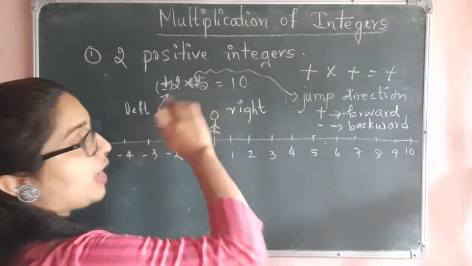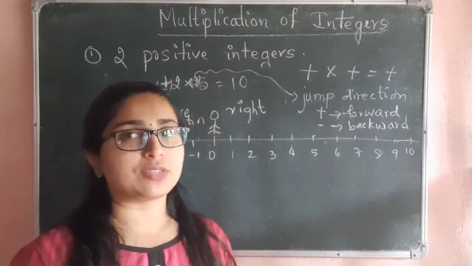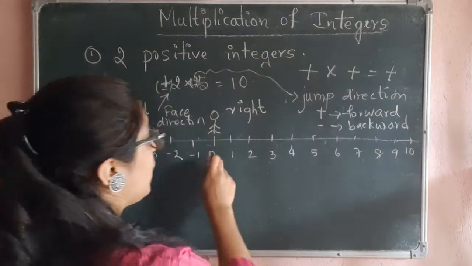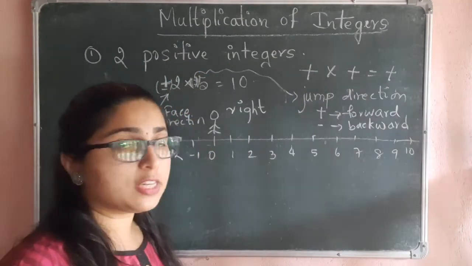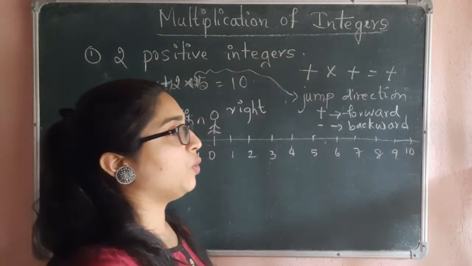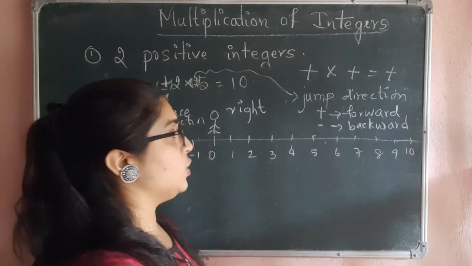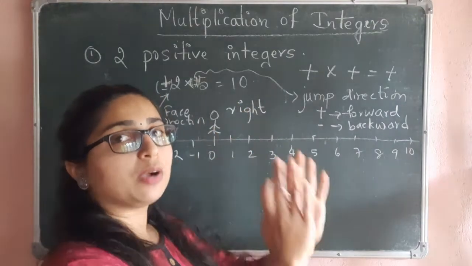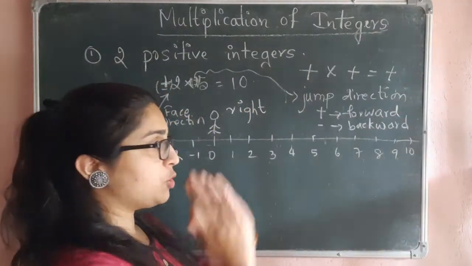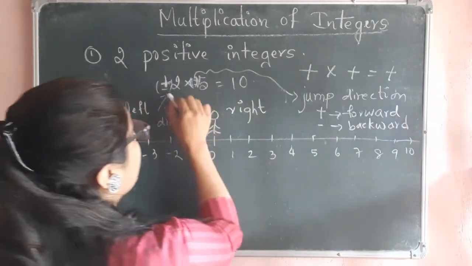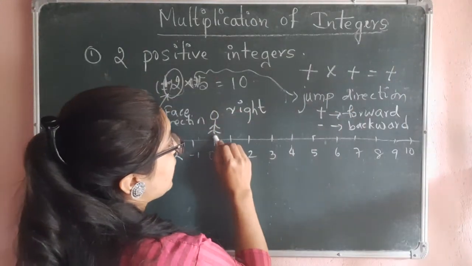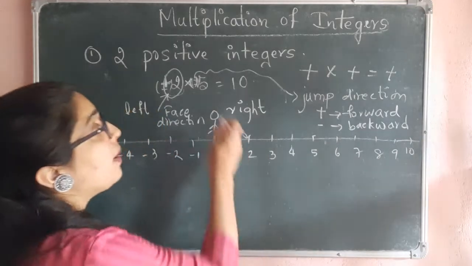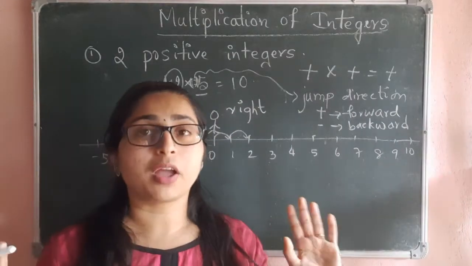So now here we have both positive, plus 2 into plus 5, because I am discussing the multiplication of two positive integers. Since the face direction is positive, I am facing to the right of 0, towards the positive integers. Now again here we have 5, that is positive. That means I have to jump forward. First I will mark 2. It is a group of 2 now. And how many times do I have to jump? I have to jump 5 times.